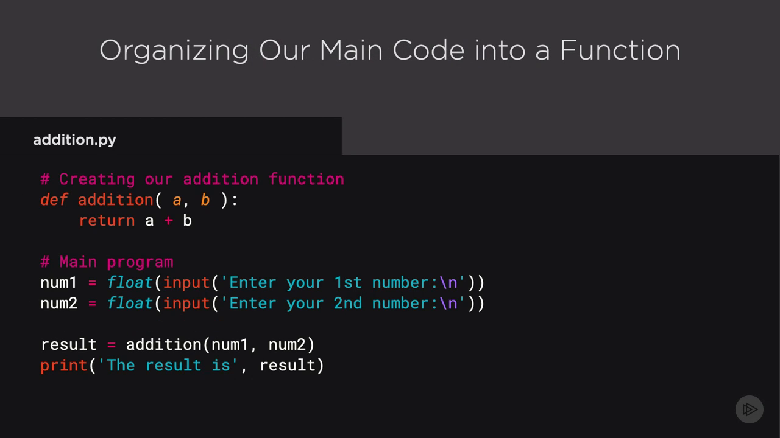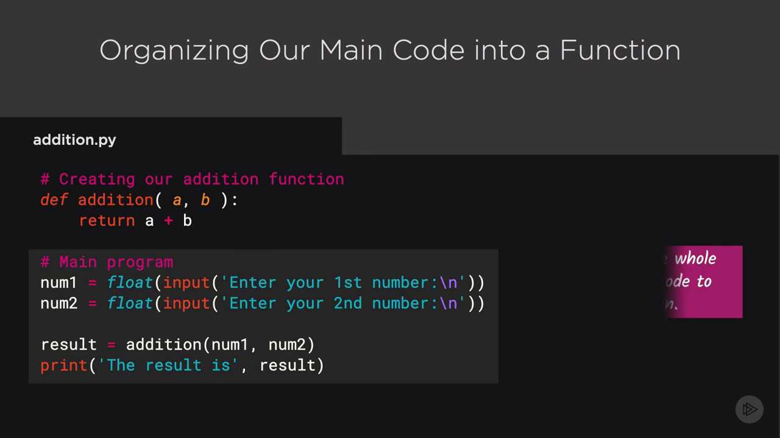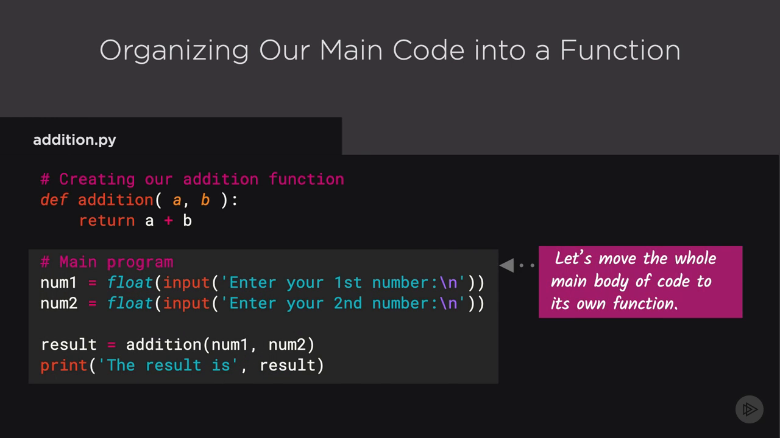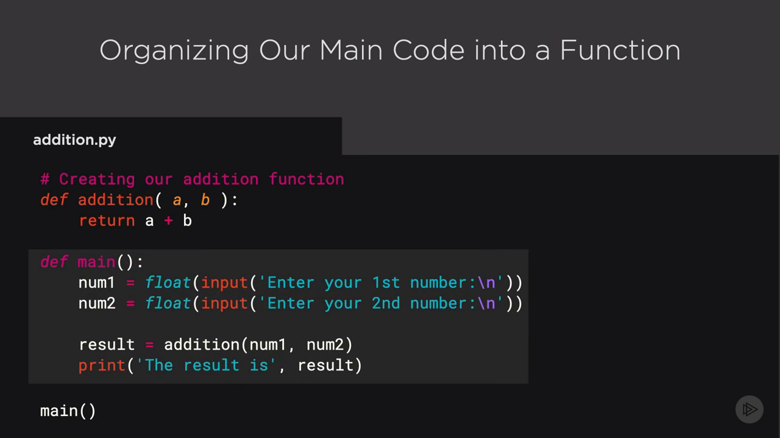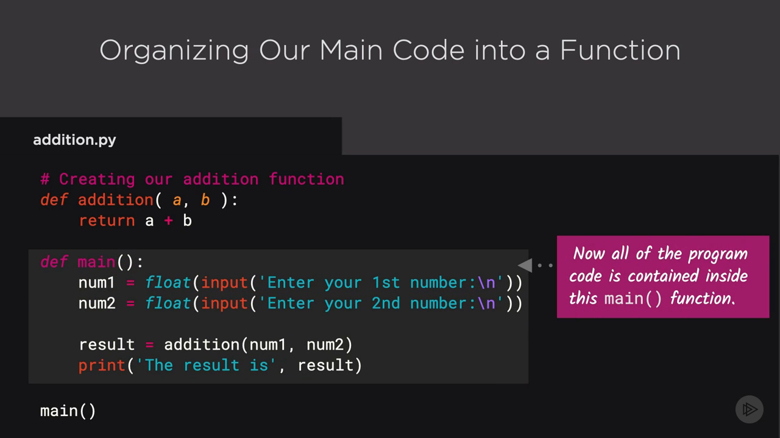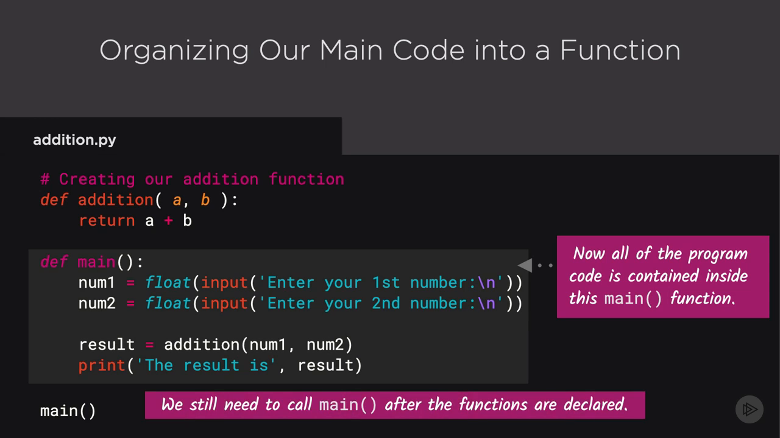As we said before, we can use functions to organize our code, and we can move the whole main body of code to its own function. Now all of the program code is contained inside this main function. But remember, we still need to call the main function after the functions are declared. And if we ran this, we would see the output is the same as before. The code is just organized into functions.